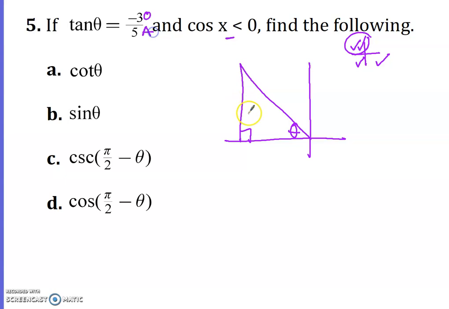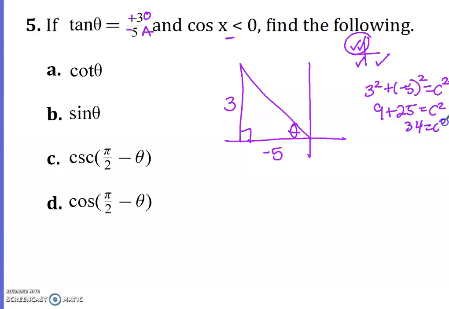Tangent is opposite over adjacent. If I were to place the opposite, that is not negative. So this negative sign can float to the denominator, and that is the leg that needs to be negative. Just adjust your negative where it needs to be so that it matches up correctly with whatever quadrant you're in. Okay, let's do Pythagorean theorem to find the missing side length, which is our hypotenuse. 34 equals c squared, so c is square root of 34. That cannot be simplified, and of course the hypotenuse is always positive.